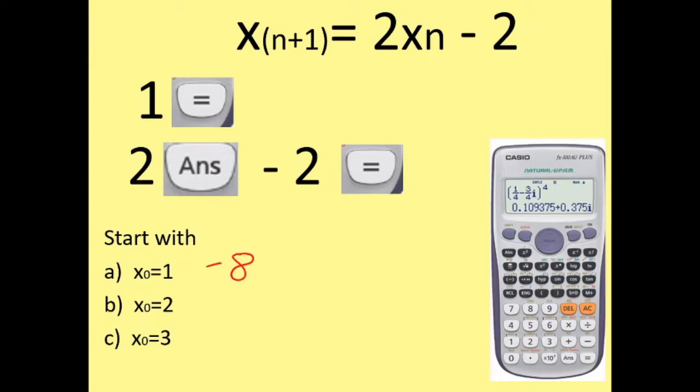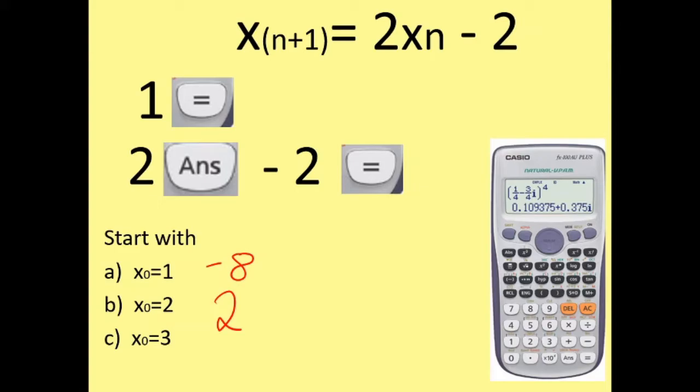Let's now do it with 2. So 2 and equals. So you're telling your calculator to start with 2. And the rest you type in the same. So 2 times your answer minus 2. I've got 2. And I'm going to press it again. I've got 2. In fact, if I press equals loads and loads of times, I get the answer 2. Which is interesting.